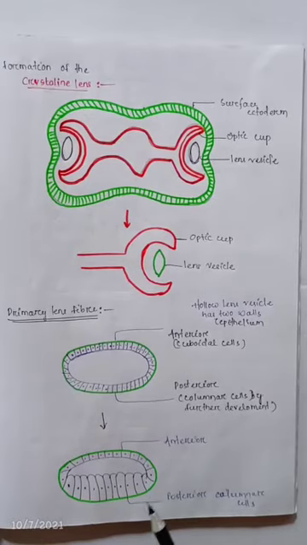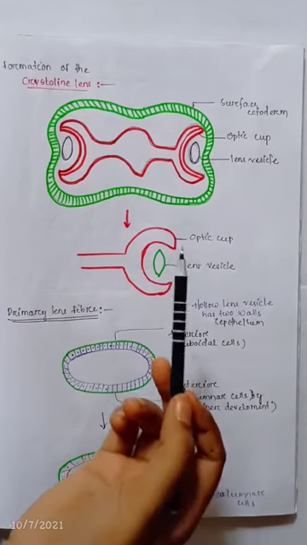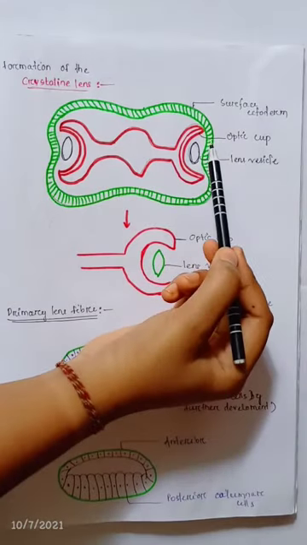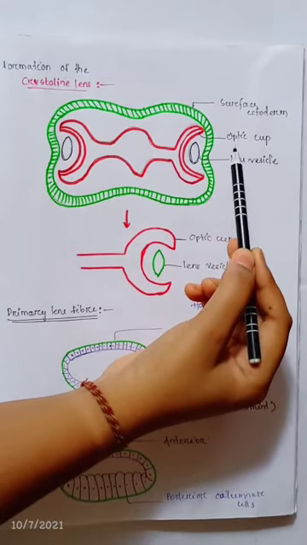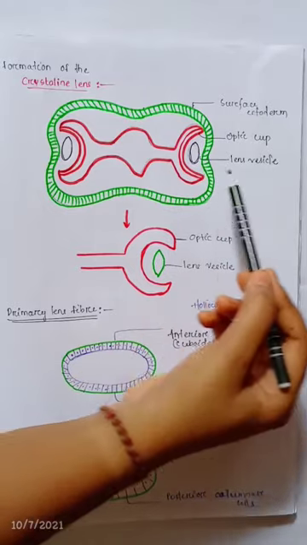So this is the second part of ocular embryology. If you have not seen the first part, please go and see that. Then after that you can understand this. So in the last video we have discussed how the optic cup is formed and how the lens vesicle is formed.